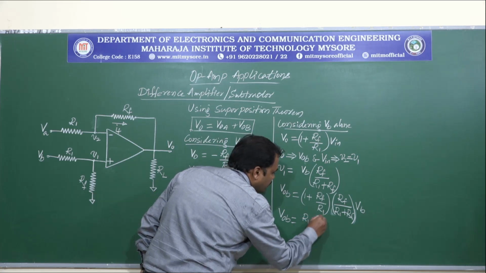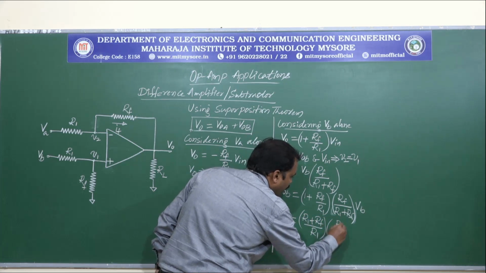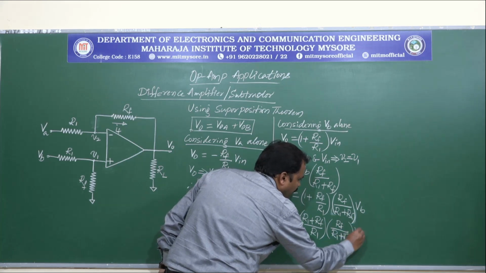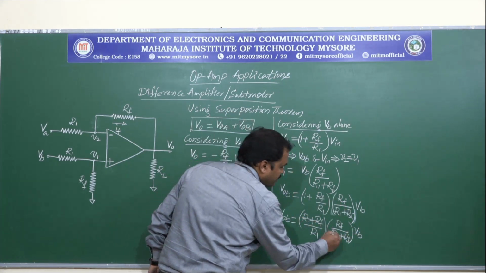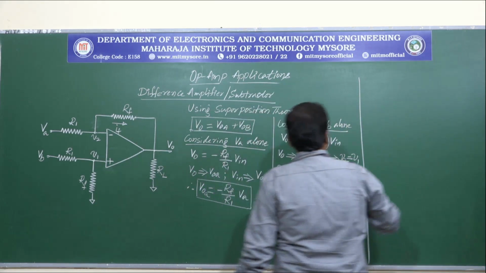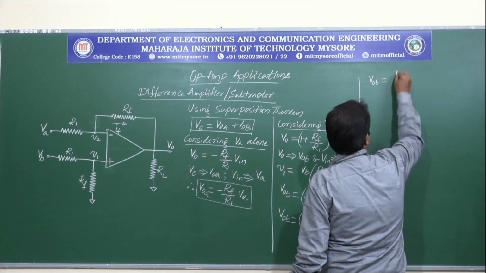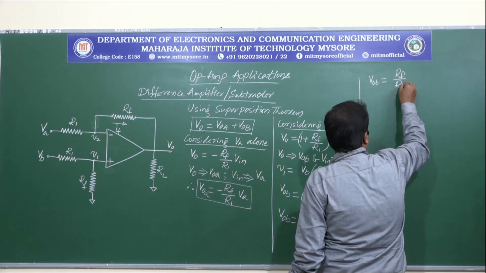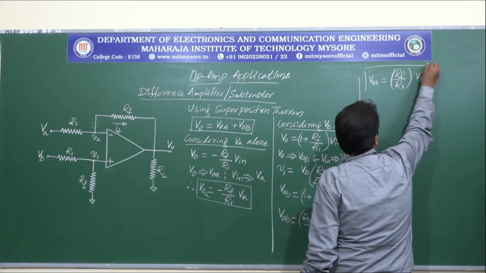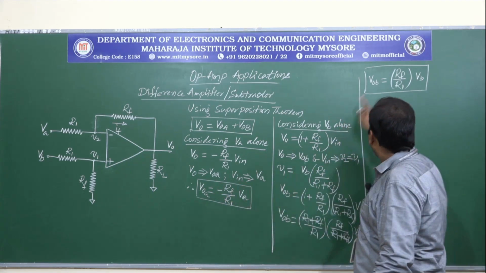This can also be written as V naught B is equal to R1 plus RF divided by R1 into RF by R1 plus RF into VB. Now these things can be cancelled. Now what we have is V naught B is equal to RF by R1 into VB. So now we have the expression for V naught A and also V naught B.